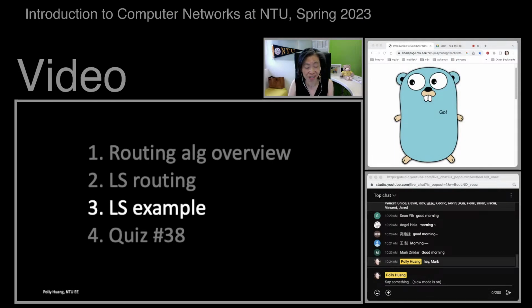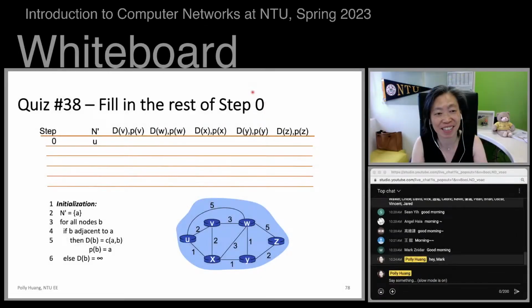Alright, so there's a second part of the derivation of this example. You can find it from the YouTube page, but we'll not be playing that video today. In fact, we'll go straight to quiz 38.